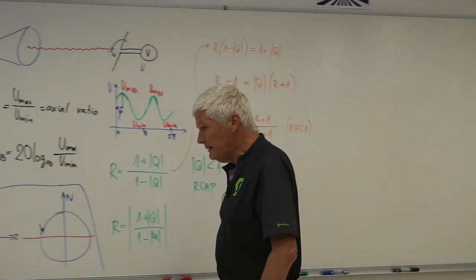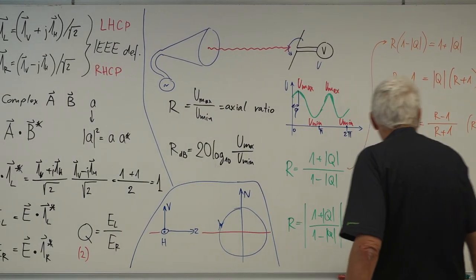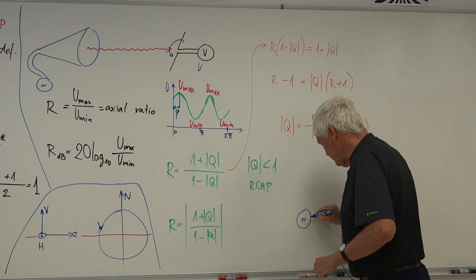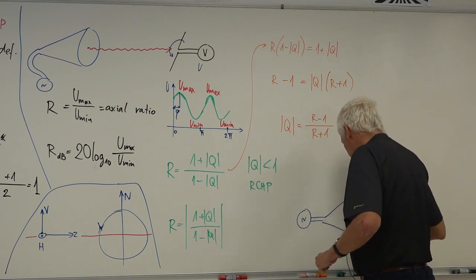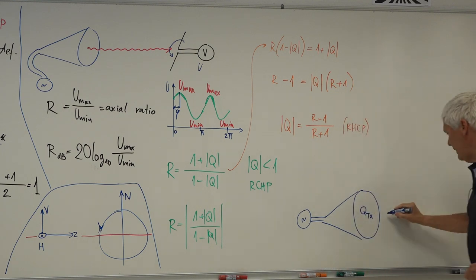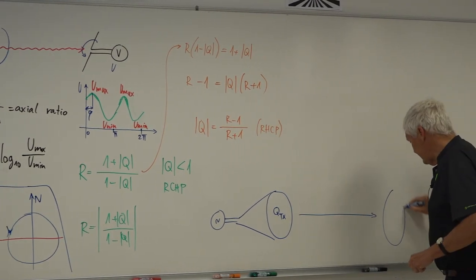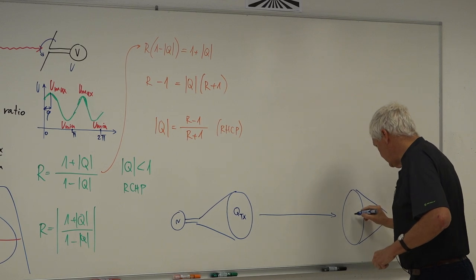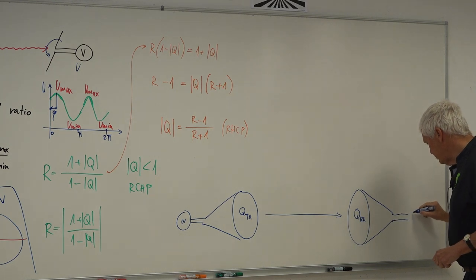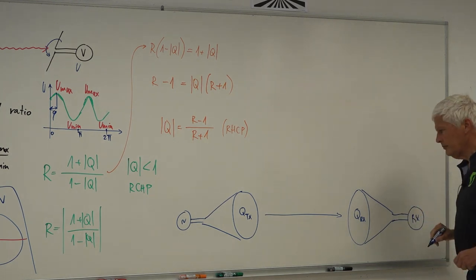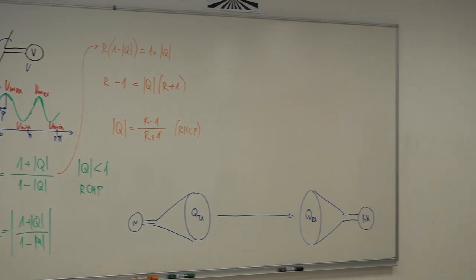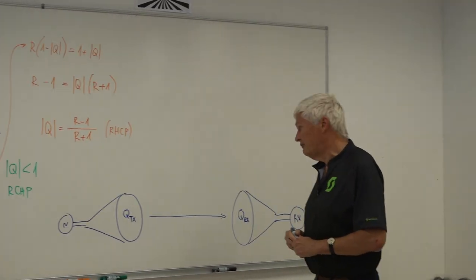Now we have to look at the radio link itself. I have a generator. I have a transmitting antenna here that has a Q of the transmitting antenna, and on the other side of the link I have again an antenna that is only specified by its Q receiving, and this one is connected to my receiver. Now what is the equation governing this? We were talking about the Friis equation, if you know.